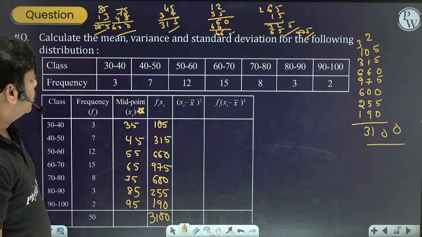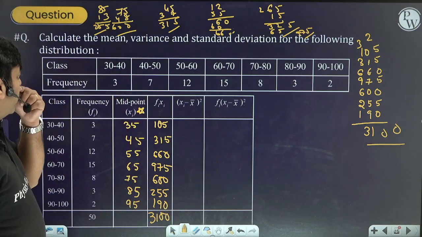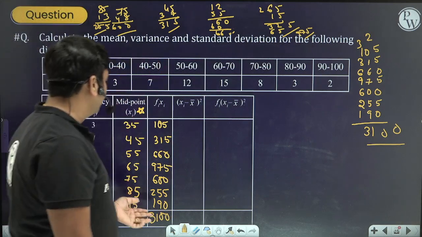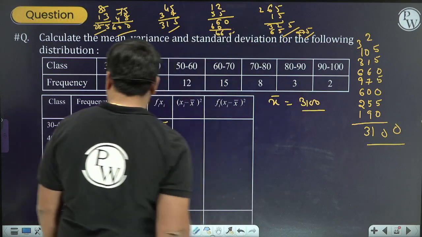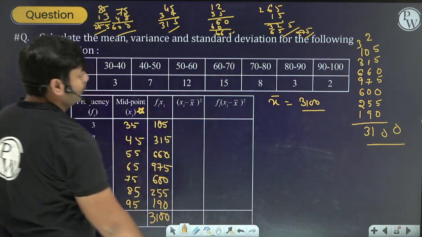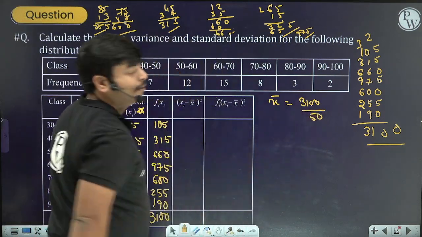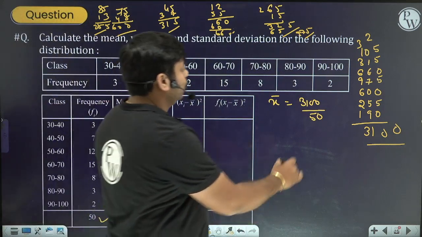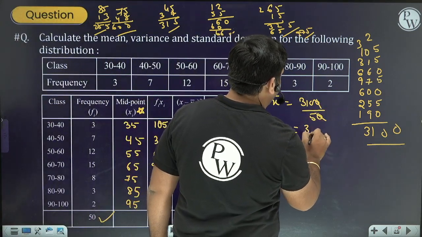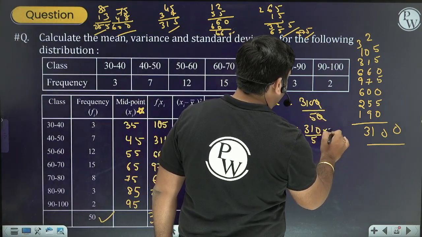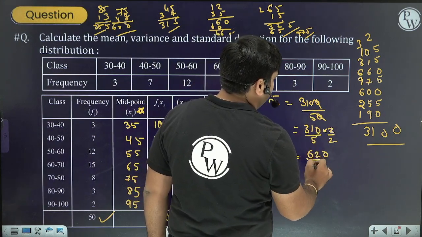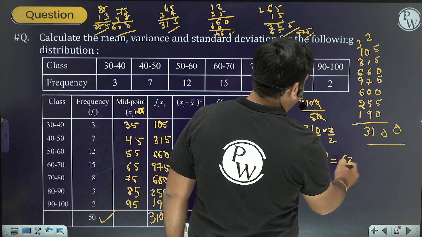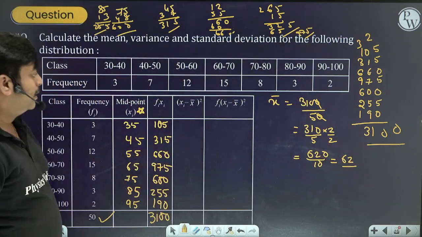Okay. So now, we need to go for x bar. That becomes x bar will give you 3100 by the total number of frequencies, that is 50. 3100 by 50. So that will give you 310 by 5 or into 2 by 2. I do in this method. So that becomes 620 by 10. That will give you 62. X bar is 62. Once again, please cross check that.